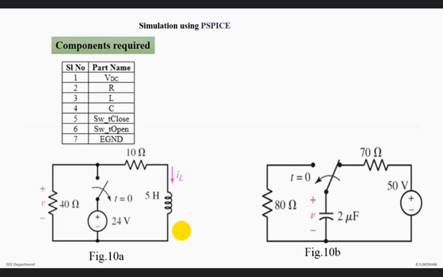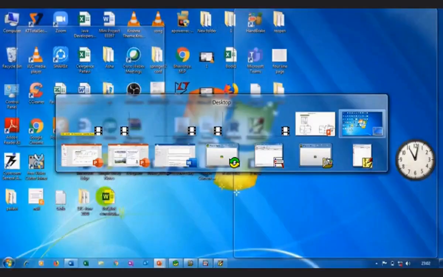So the components required for the simulation: we need one VDC, two resistances, one inductance, and one switch. What is the condition of the switch? The initial condition is actually closed. The final condition is open. Thus we need the switch open, and we need one common ground. So let's go to simulation.